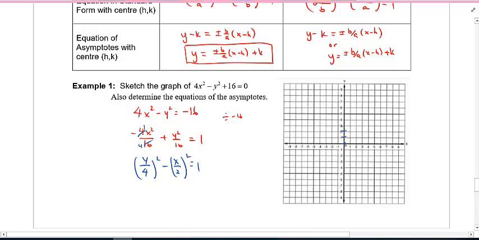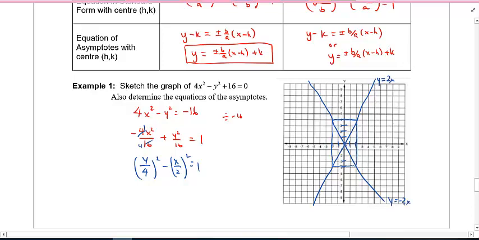I'm going 4 up for the y and 4 down for the y, 2 to the right for the x, 2 to the left for the x. And this time, instead of drawing the ellipse, oops, that's not the question we're doing, I'm going to ask you to draw a dotted box. I like to do the box. Then connect the diagonals, because these diagonals are actually your asymptotes. y equals 4 over 2, so 2x, and y equals negative 2x.